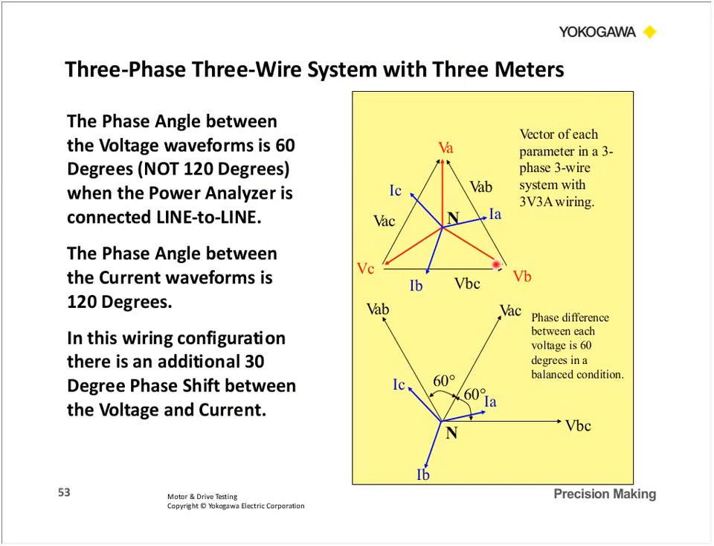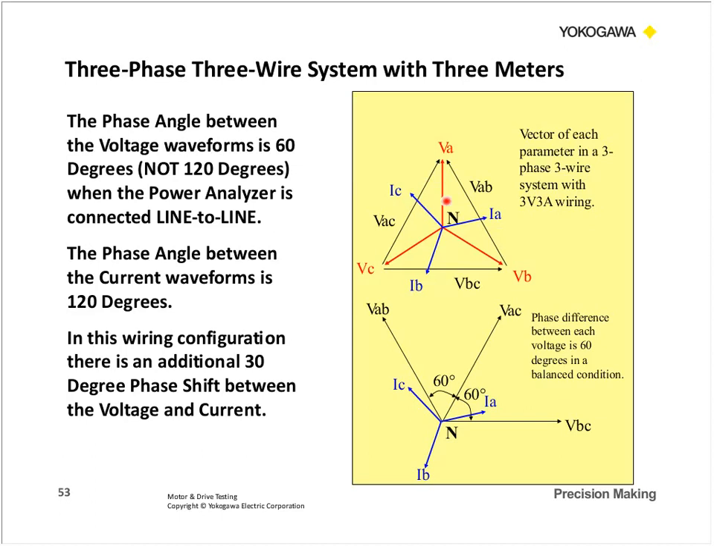It's just a sample drawing. The red in here would be current without any phase shift. But I've drawn in the blue the current with some phase shift. But if we look at this right here, you can see the voltages on this delta. This is where we get the 60 degrees.